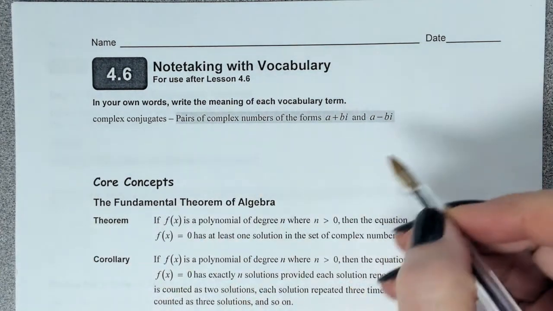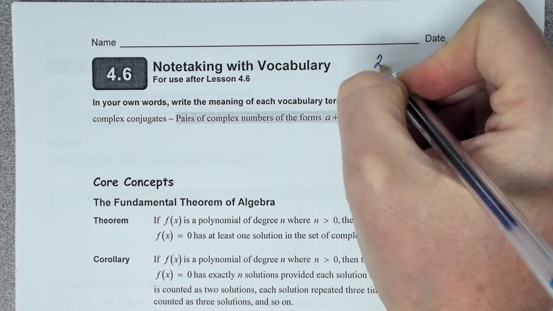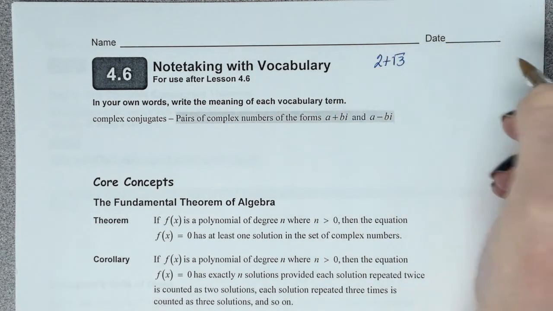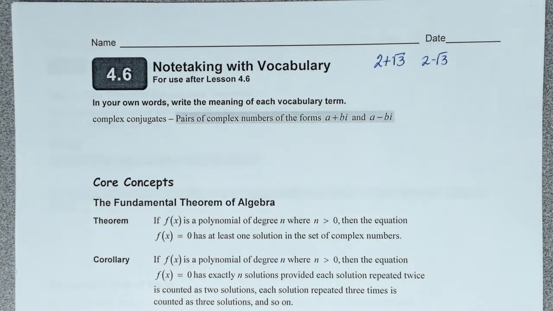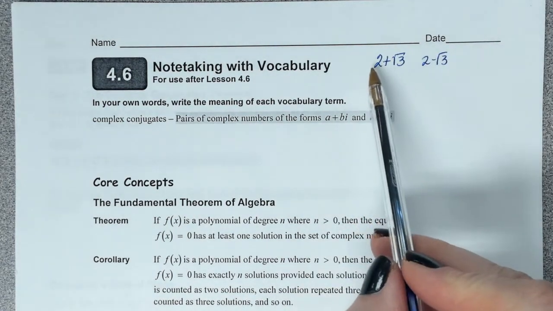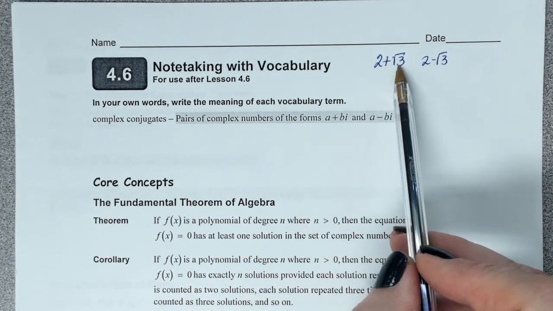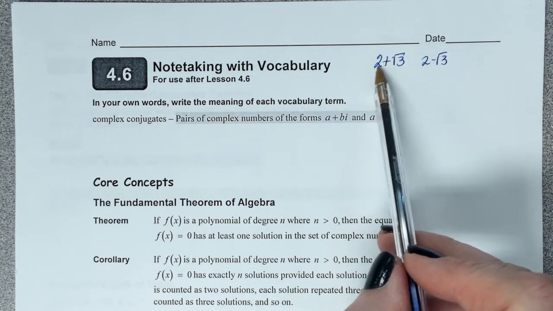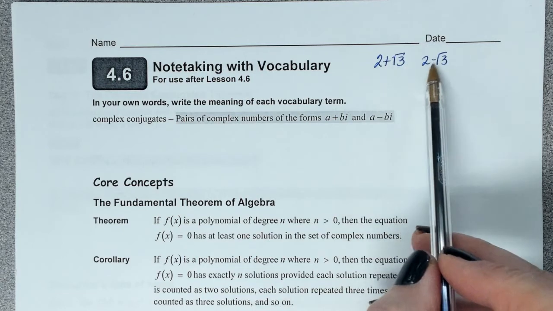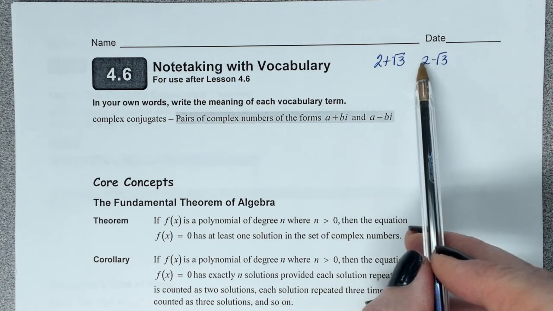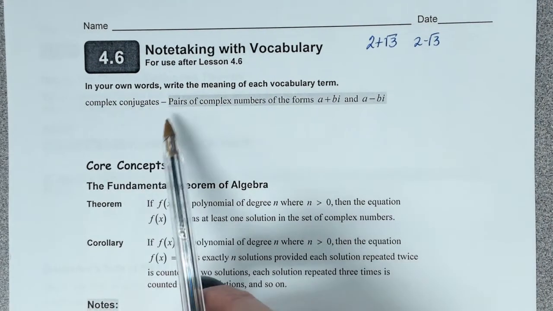In the other lesson, we learned that if we have a solution like 2 plus radical 3, then 2 minus radical 3 must also be a solution. Whenever we have this kind of an answer, where we have a rational and an irrational part, the conjugate of that is also going to be a solution. The same thing's going to hold true with these conjugates for complex numbers.